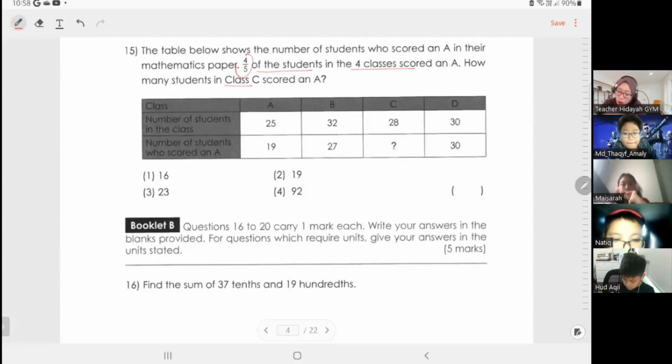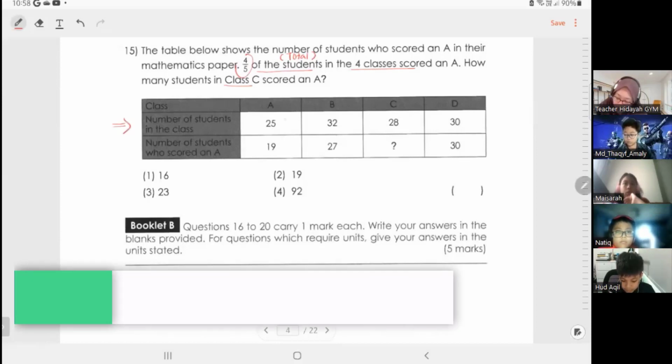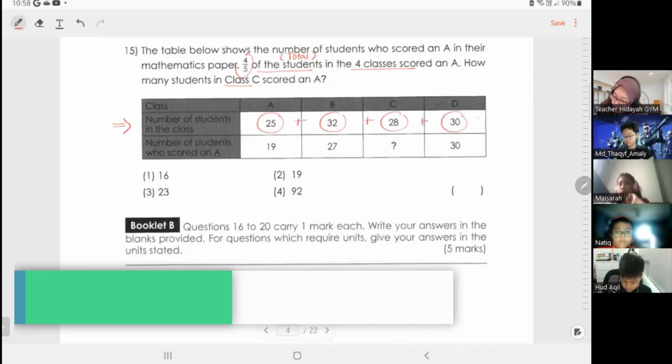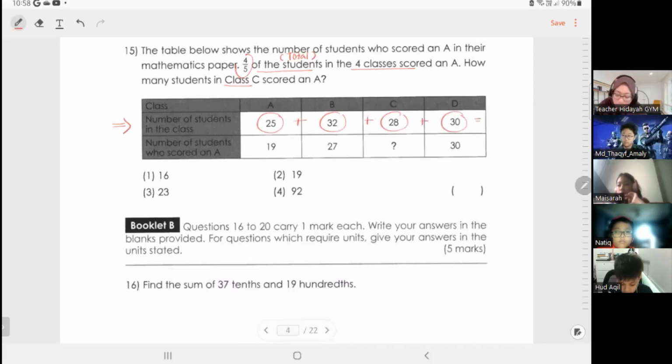First things first, of the students here means the total. Do I know what's the total? No, not yet. Can I find the total? Yes, I can. How do I do that? Number of students in the class. Class A, class B, class C, class D. Plus together, you are going to get my total. Okay, the total will be 115 like this.